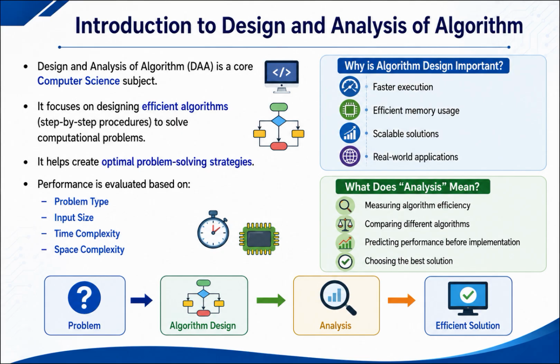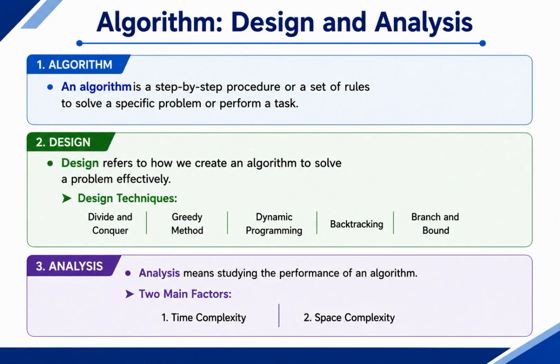What is an algorithm? First, let's talk about algorithm. An algorithm is a step-by-step procedure or a set of instructions used to solve a specific problem or perform a particular task. For example, think about making a cup of tea. You follow a sequence of steps. Boil water, add tea powder, add sugar, add milk, filter, and serve. These steps form an algorithm. Similarly, computers solve problems by following well-defined algorithms.